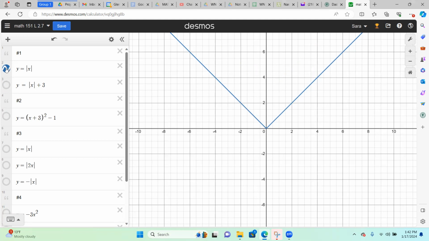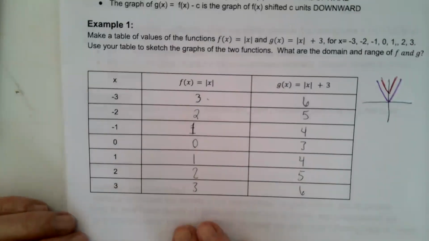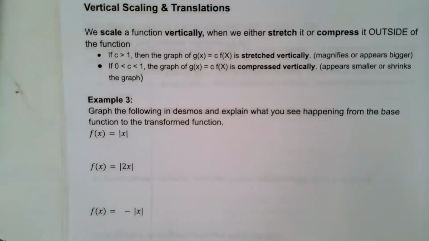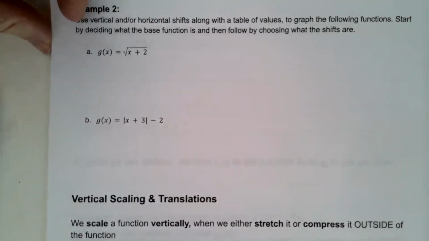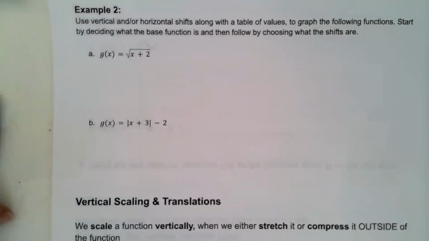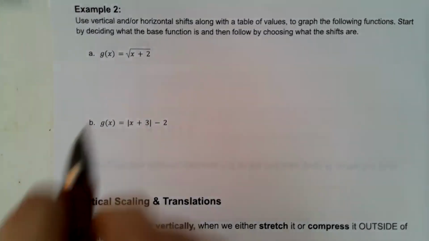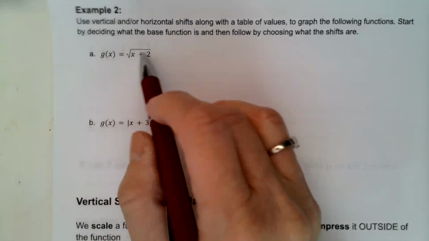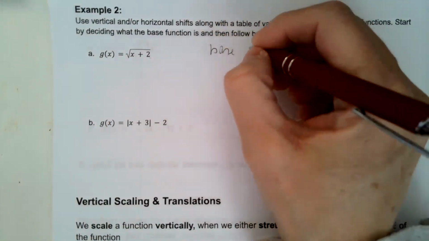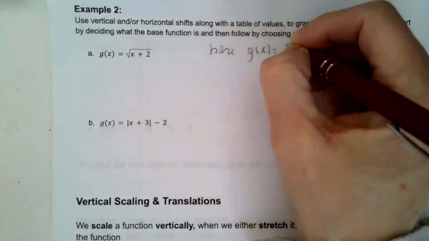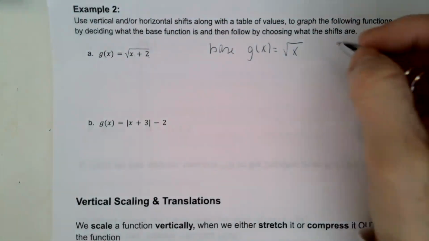Okay. Let's go ahead and look at example 2. Example 2 says, use vertical and/or horizontal shifts along with the table of values to graph the following functions. Start by deciding what the base function is, and then follow by choosing what the shifts are. So this says the square root of x plus 2. My base function on this one would be g of x equals just the square root of x. And what does that look like?